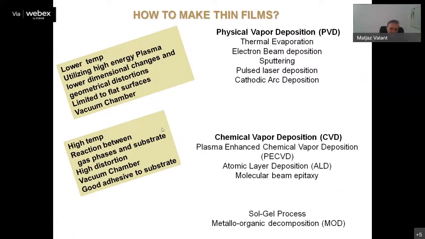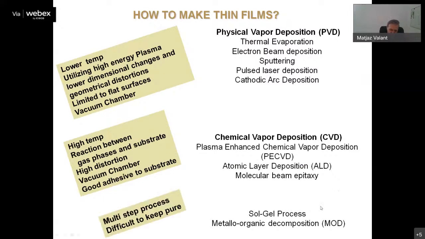But chemical vapor deposition needs high temperature because we need to decompose the precursor. And because of this high temperature, we might have some problems with the compatibility of the film and the substrate. It also works in a high vacuum chamber. And if everything is done properly, we get really good adhesion of the film to the substrate.